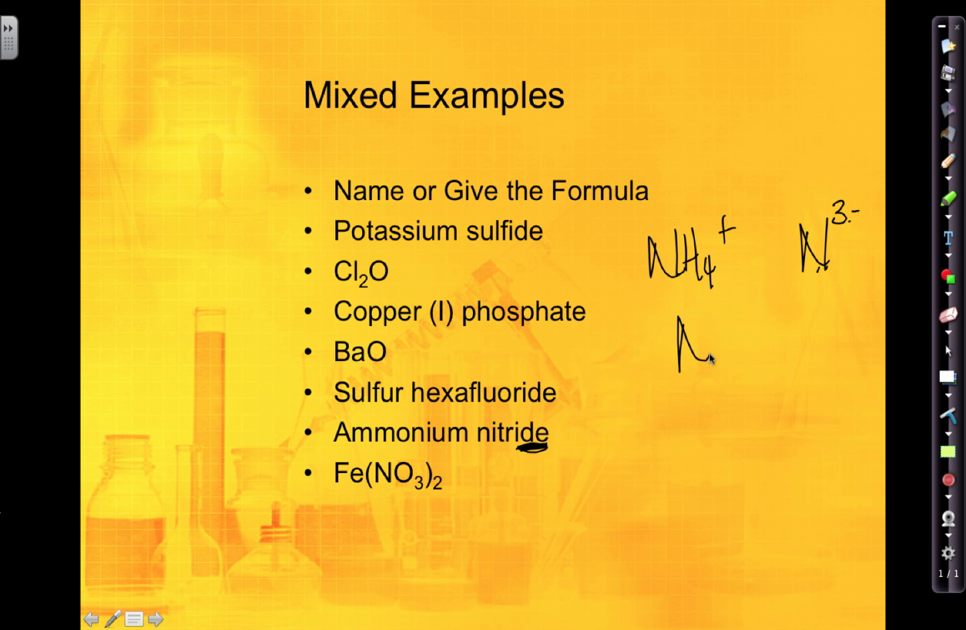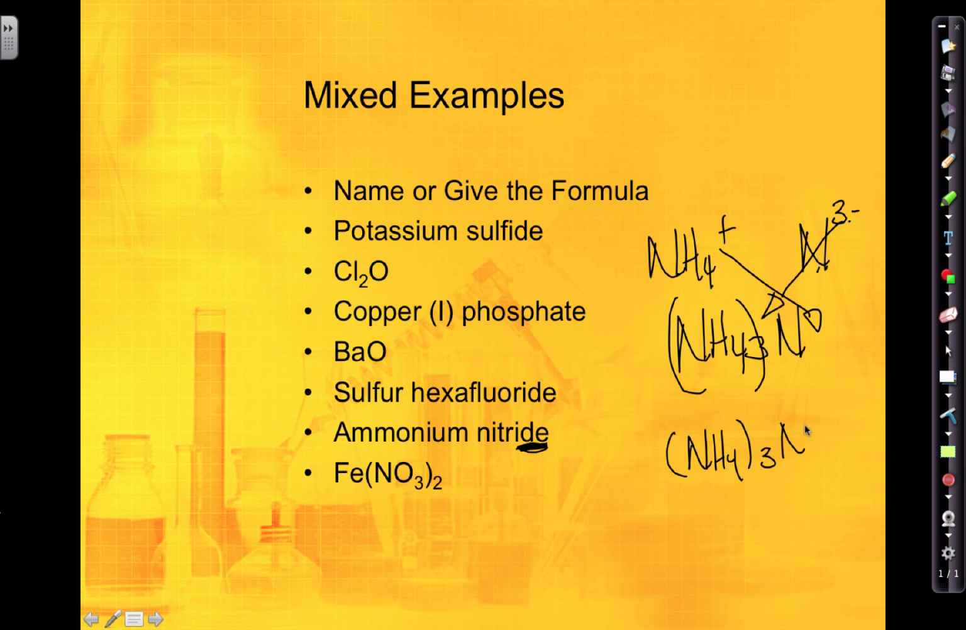All right, so pull the polyatomic down, pull the positive one down first, then pull the N down, then switch. 1 comes down there, don't need to write that. 3 comes down there, but you have to put it in parentheses. So it's (NH4)3N.